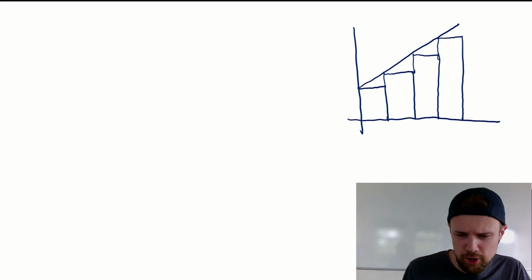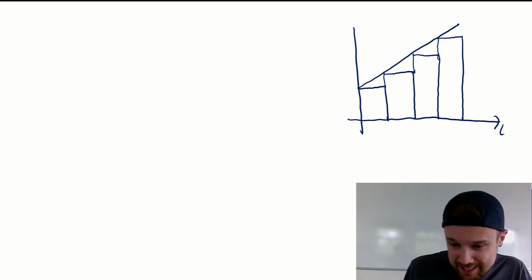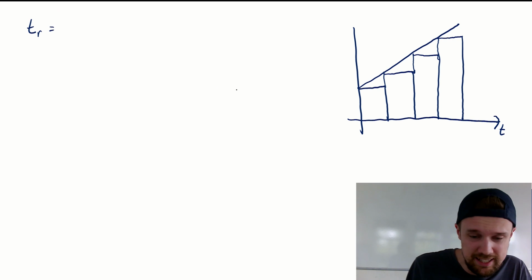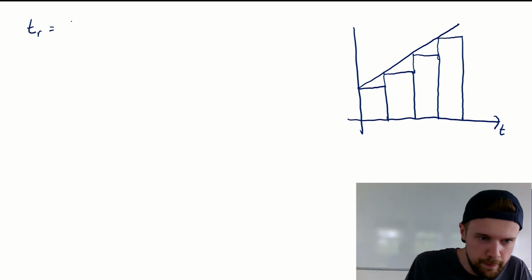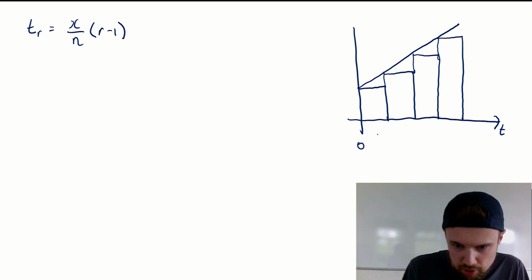Cool. So therefore, again, remember it was technically the t-axis. So therefore, the sequence of t values is given by x over n lots of r minus 1. That's just writing the arithmetic sequence of 0, then x over n, then 2 lots of x over n, and so on and so forth.